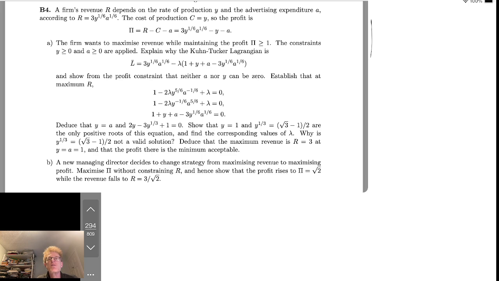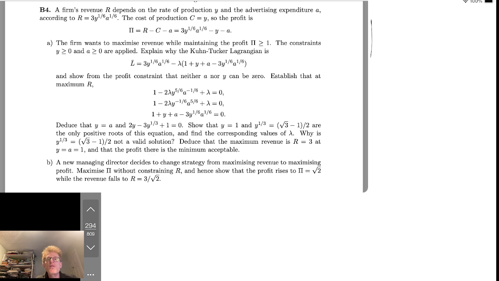So that's R minus C minus A, because of course the advertising cost as well. So the cost of production and the cost of advertising both have to be subtracted. So that gives you the profit.